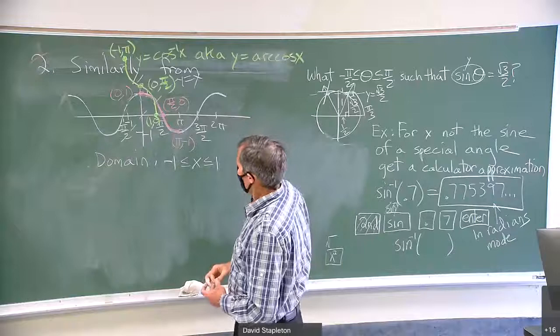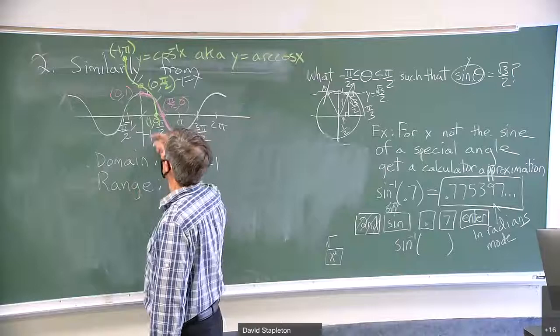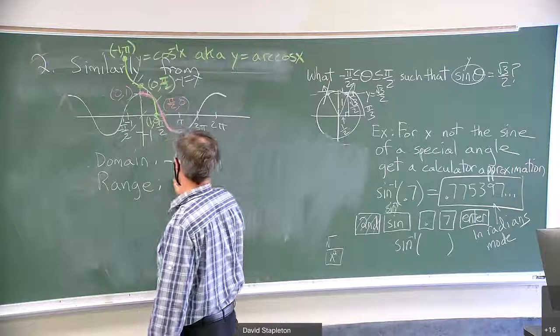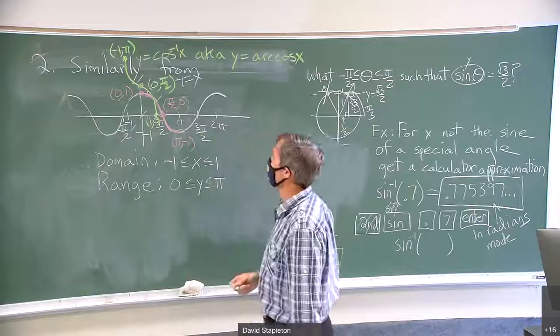All right, so then what's the range? That's all the y values that might come out. Well, the smallest y is 0. And the biggest y is pi, just looking at the endpoint. So y is between 0 and pi. There's the domain and range for that function. And it's exactly the same shape as this piece of the cosine.